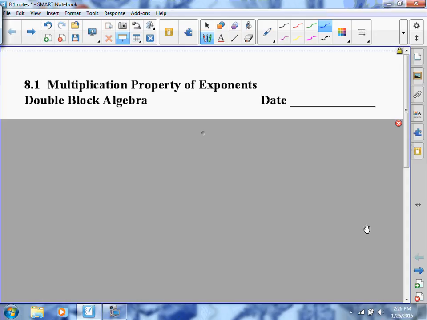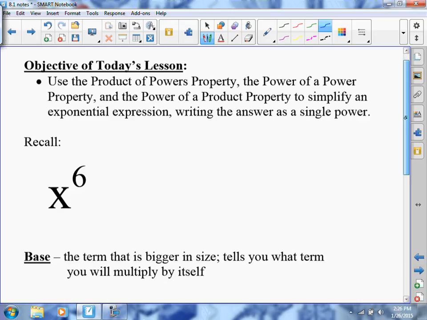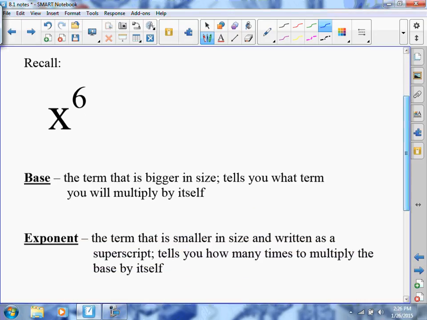These are the notes for section 8.1, entitled Multiplication Property of Exponents. What we're going to talk about today is three different properties for how you can multiply to simplify exponential expressions into one single power. So we have to just refresh our memory a little bit on what an exponent is and what it means.